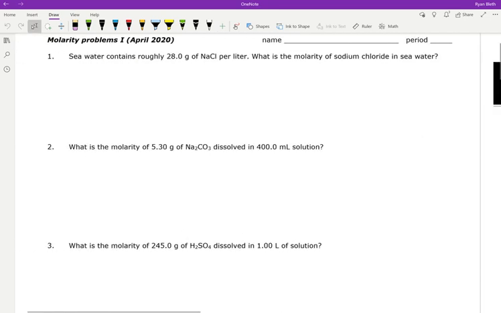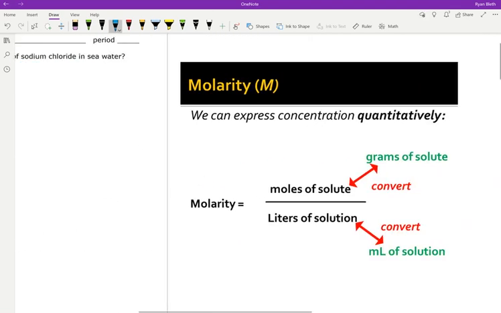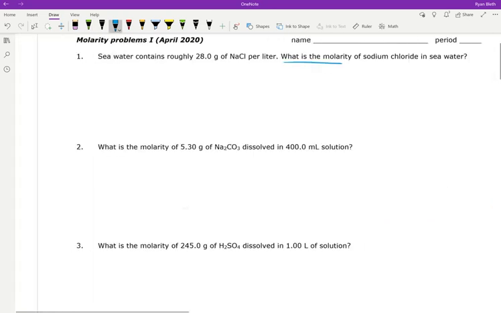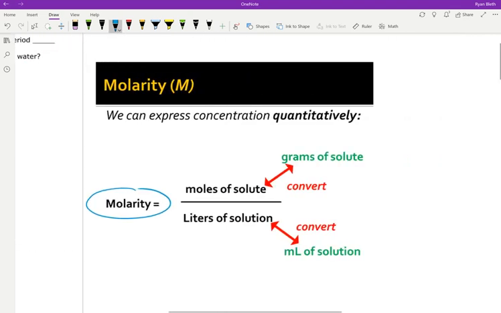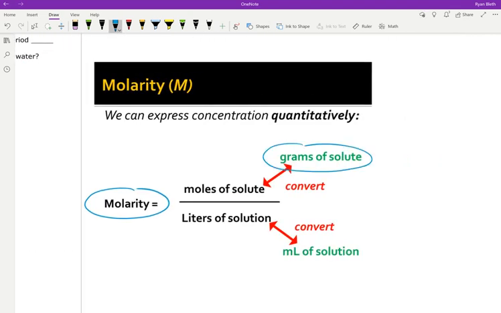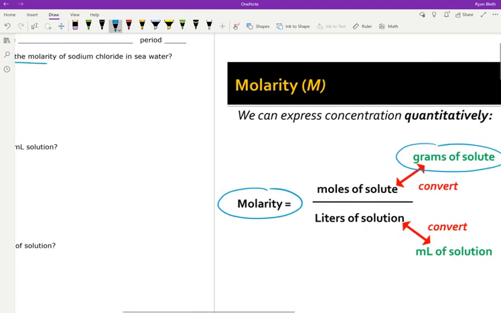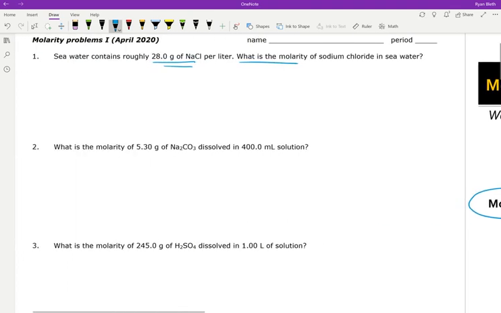This question wants to know, what is the molarity? In other words, we're going to be solving for this right here. Well, what did they give us? This question says seawater contains 28 grams of NaCl, that's 28 grams of salt. That's right up here. So we have 28 grams of sodium chloride, and then it tells us that that's dissolved per 1 liter.